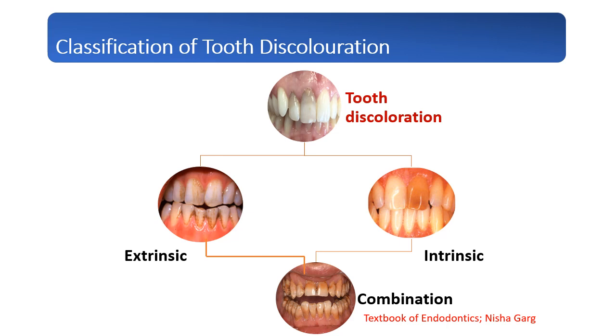Moving on to the classification of tooth discoloration. Tooth discoloration can be classified into extrinsic and intrinsic, whereas it can also be a combination of both extrinsic and intrinsic factors.